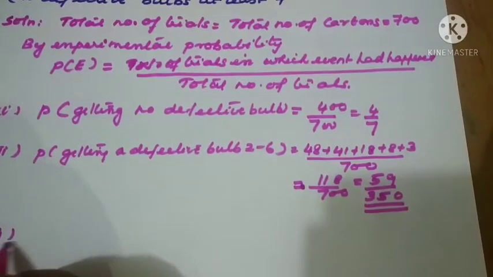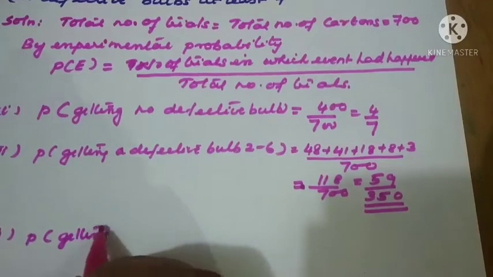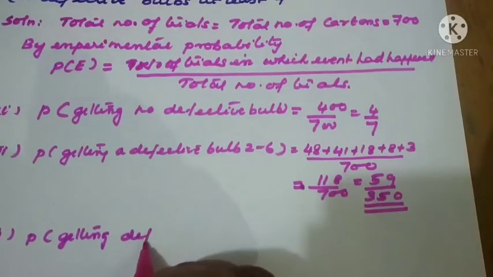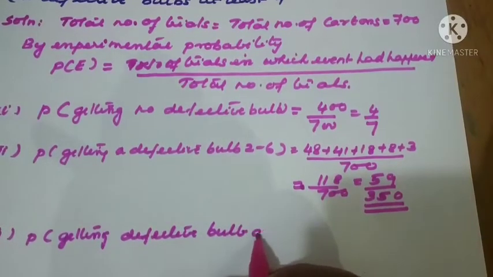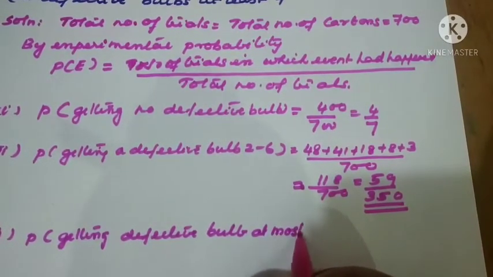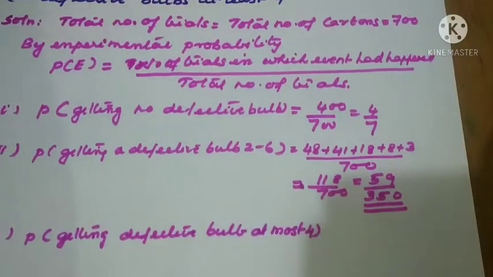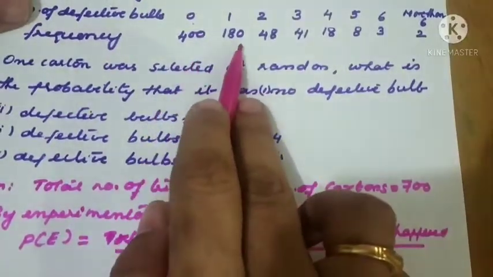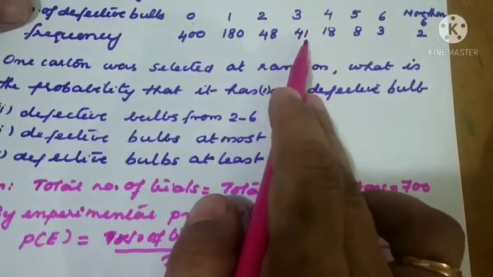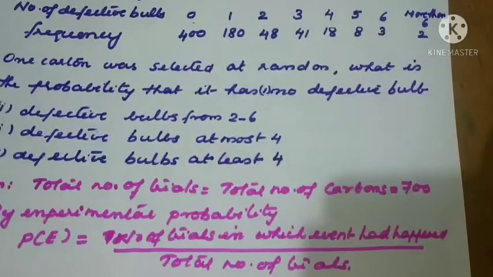Probability of getting a defective bulb at most 4. So maximum is 4, and less than 4 is also possible in this case. So let us see the table now. 400, 180, 48, 41, 18 is also possible because at most 4 is the question, that is maximum 4 and less than 4 is the answer.